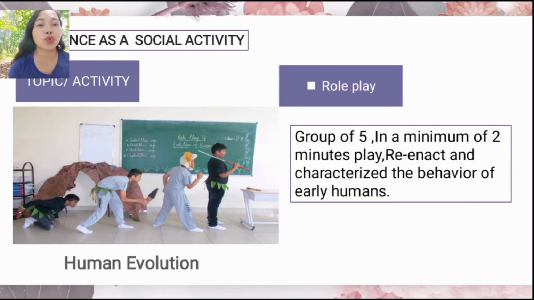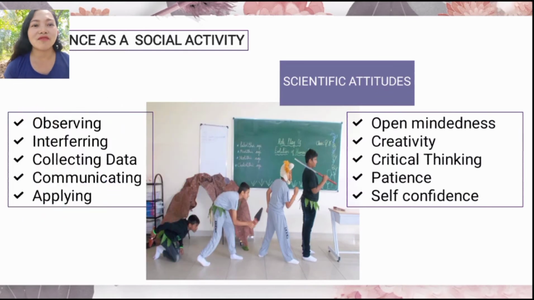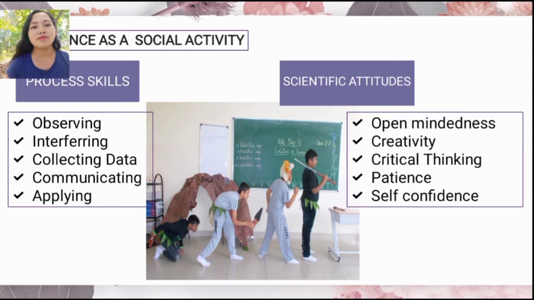So I will group them into 5, and in a minimum of 2 minutes of play, I want them to reenact and characterize the behavior of the early humans during human evolution. So maybe during that activity, of course, they have this process of observing and predicting, because during their observation, as they read and research the behavior and characteristics of the early humans, of course they have formulated ideas in their minds.